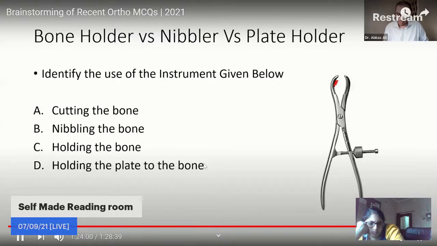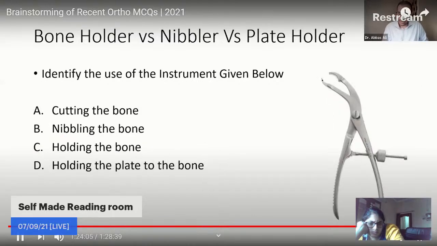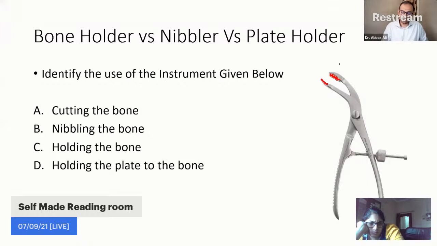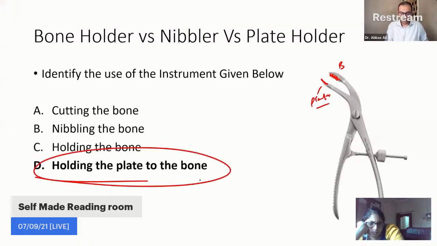This is your bone holder. Both ends are serrated here. This is your bone holder. And what about this one? One end is smooth, the other end is serrated. This is your bone, and this is the plate. Bone to plate holder. This is holding the plate to the bone.